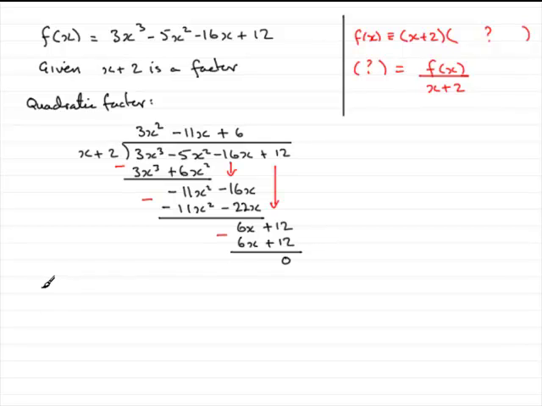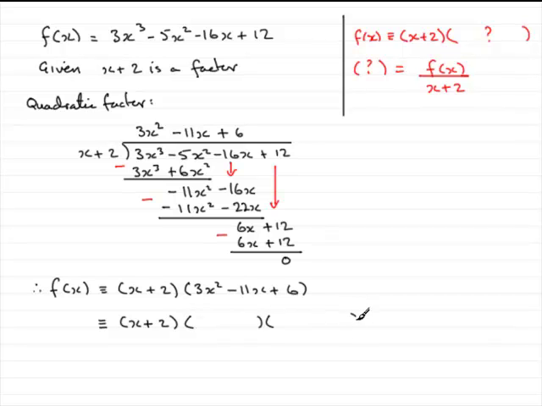Okay, so where does this take us? Well, it now tells us that f of x is identical to the linear factor that we're given already, x plus 2, multiplied by the quadratic factor, which is 3x squared minus 11x plus 6. So just pop that in there, 3x squared minus 11x plus 6. Now it did say factorise f of x completely, so that's suggesting that the quadratic factor will factorise again into two more linear factors. And indeed it does.